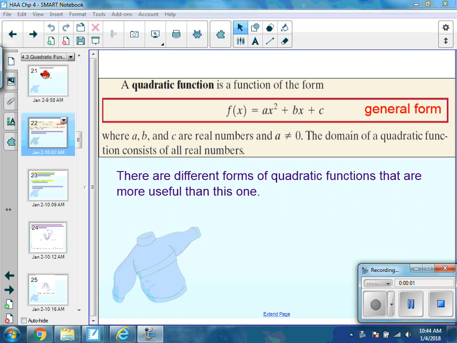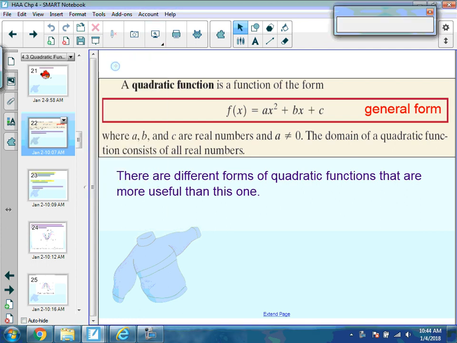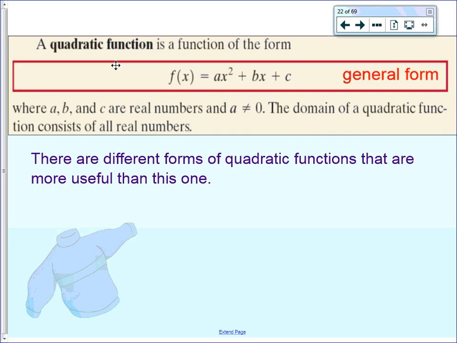So the general form of a quadratic function, everything is multiplied out, so there are no parentheses. It's just ax squared plus bx plus c. If you have a quadratic, a will not be 0, because if a was 0, then you wouldn't have an x squared term. If you have a graph of a quadratic, it's going to have that U shape.